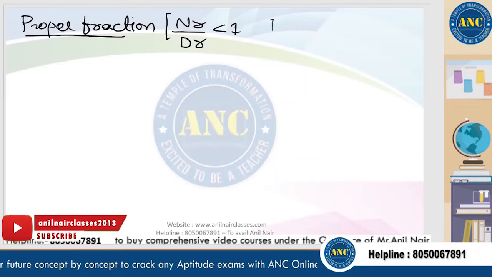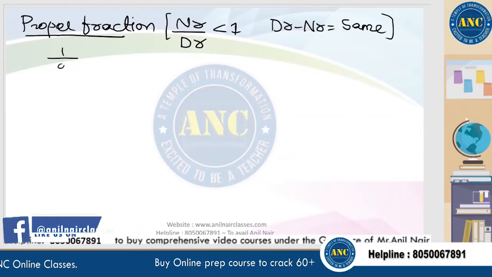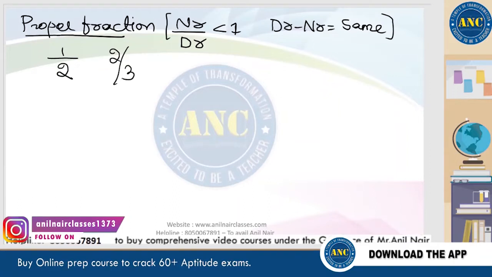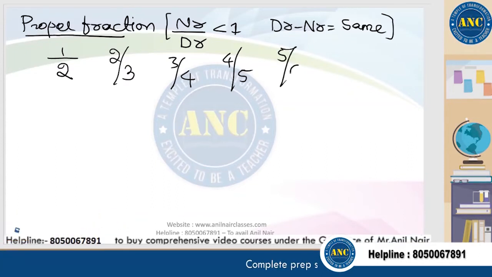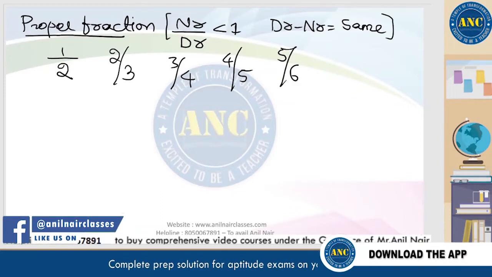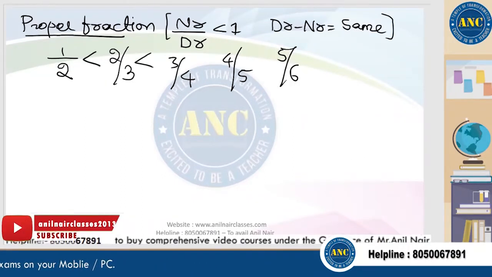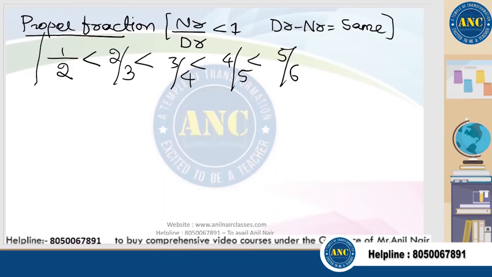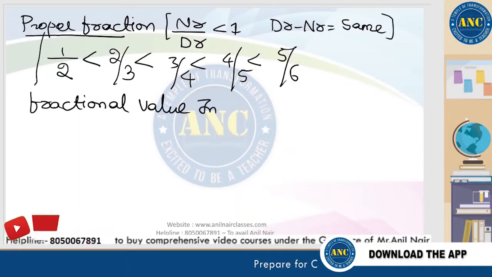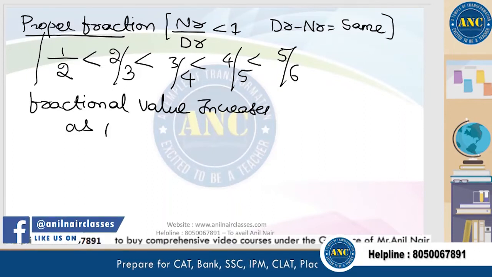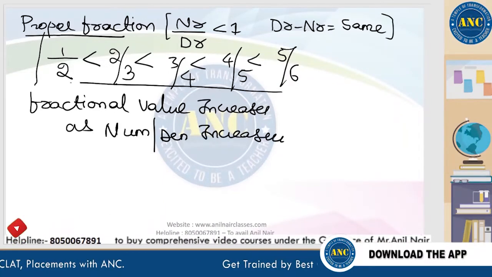Suppose the difference of denominator minus numerator is the same: 1 by 2, 2 by 3, 3 by 4, 4 by 5, 5 by 6. 2 minus 1 is 1, 3 minus 2 is 1, 4 minus 3 is 1, 5 minus 4 is 1, 6 minus 5 is 1. Right? Simple. With the lowest numerator, the value will be lowest; as the numerator and denominator increase, the value of a proper fraction increases. Extremely important point. Please make a note of it, sir.